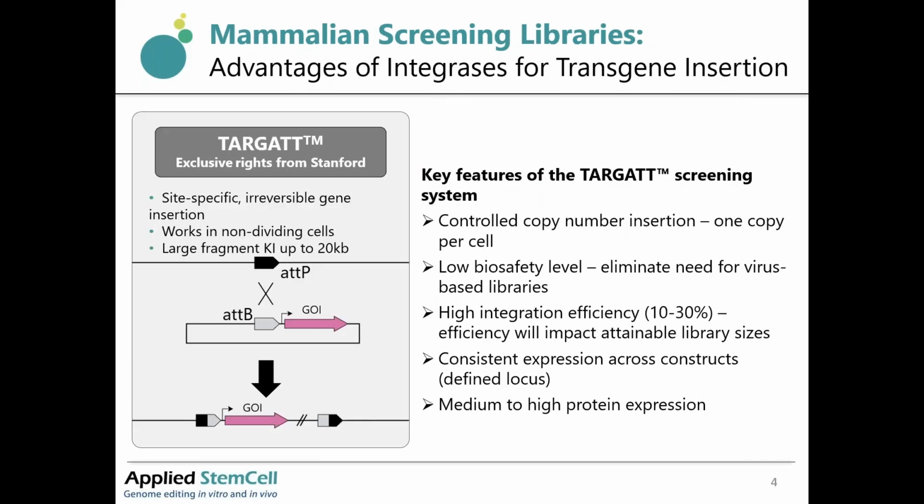For our TARGATT technology, we have the exclusive rights from Stanford. This shows how TARGATT works. There's an attP site pre-inserted in the genomic DNA of the cells, and there's an attB site in the donor DNA together with the GOI. The integrase will drive the recombination between the attP site and the attB site. Then the GOI, the gene of interest, can be inserted into the locus.